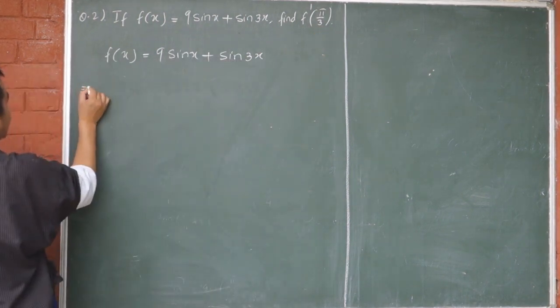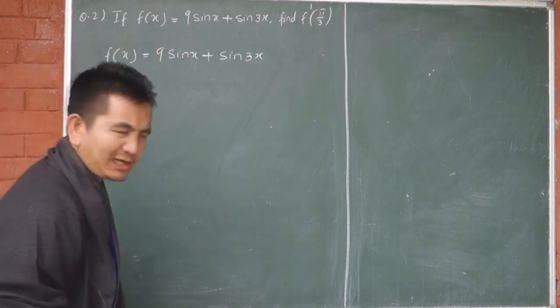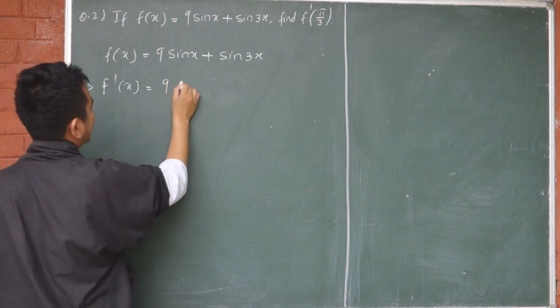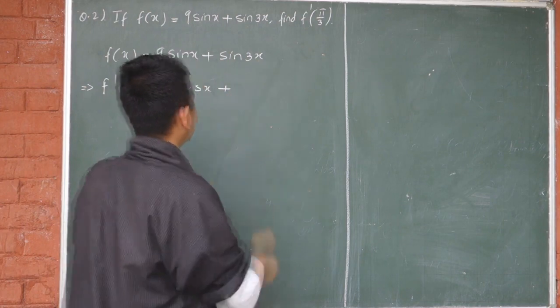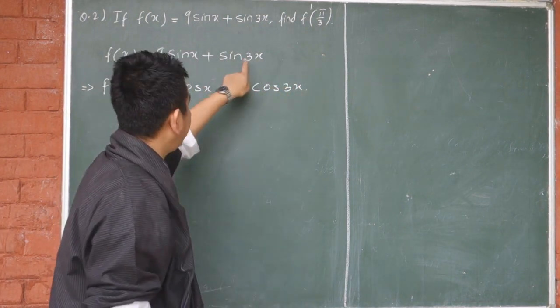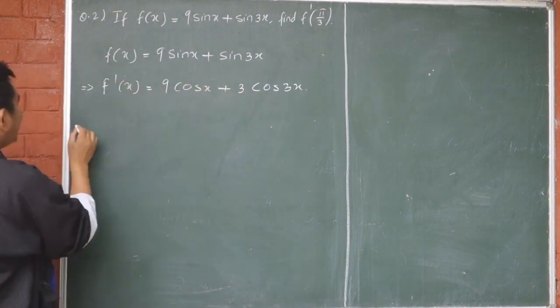So what we can do here, as usual, is first find f dash of x. f dash of x is dy by dx only, just the notation is different here. 9 times the differentiation of sin x is cos x, plus, what's the differentiation of sin 3x? Cos 3x, and do not forget this angle, which is 3. Okay? Now we have f dash of x.